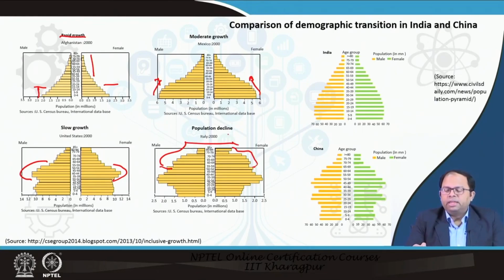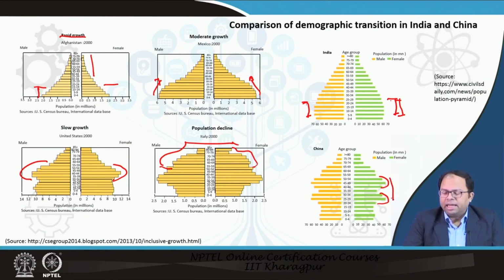Similarly, if I compare the case of India and China, we can see the demographic dividend, as we call it: the maximum number of people are in the age groups of around 20 to 24. This is the age group where most of India's population is concentrated, whereas in China we can see that the bulge is over here and here. So they are somewhere between the moderate growth phase and the slow growth phase. So this is where China is.